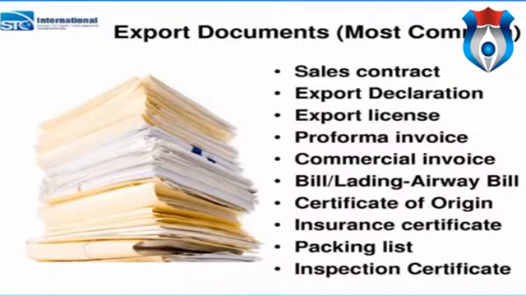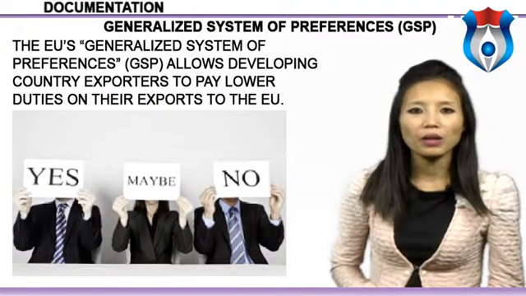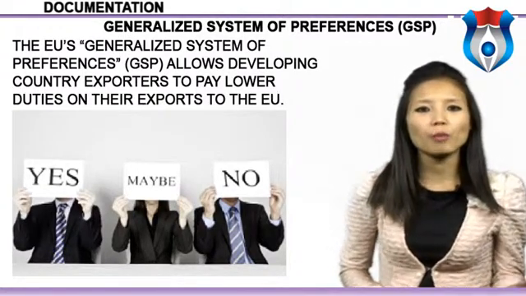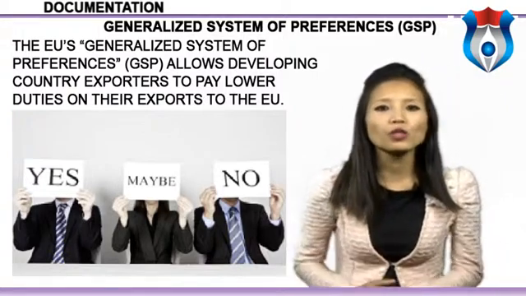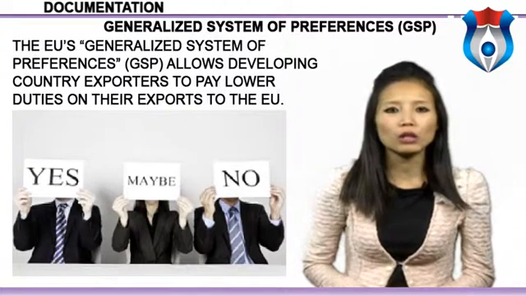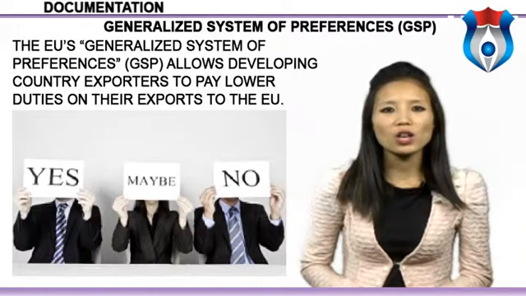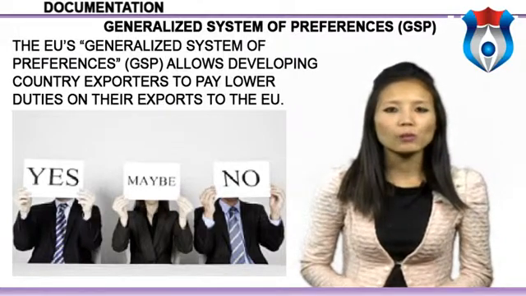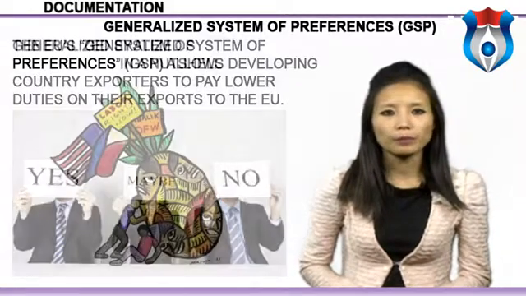Make sure you identify all the required documents before. Generalized System of Preferences (GSP). The EU's Generalized System of Preferences (GSP) allows developing country exporters to pay lower duties on their exports to the EU. This gives them vital access to EU markets and contributes to economic growth. The reformed GSP, which will apply as from 2014, will further focus support on countries most in need.